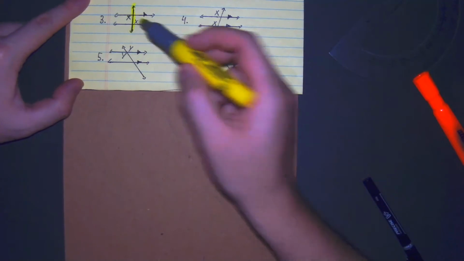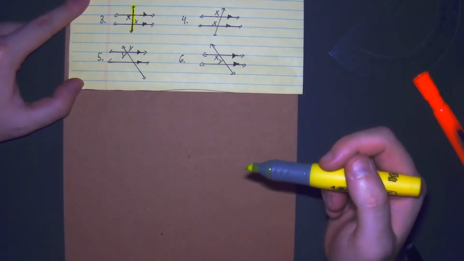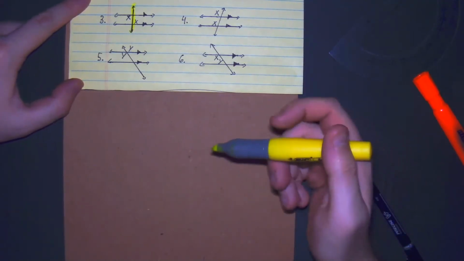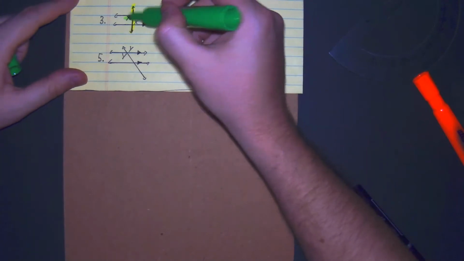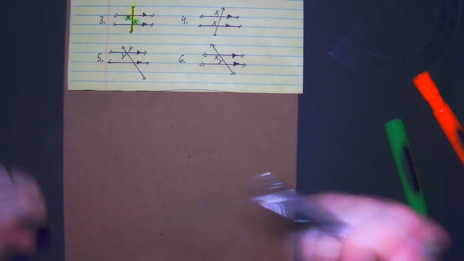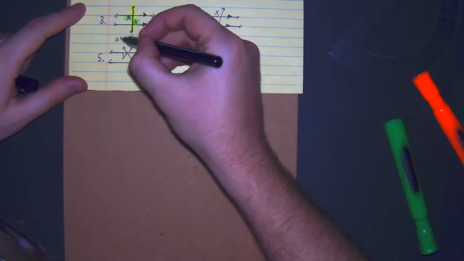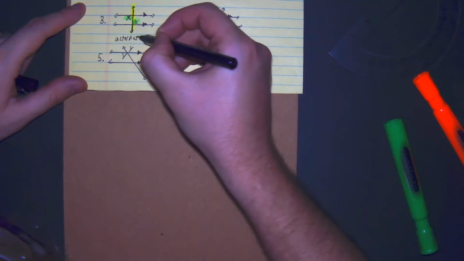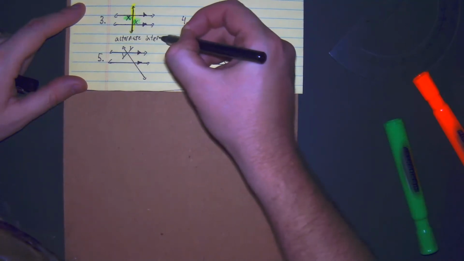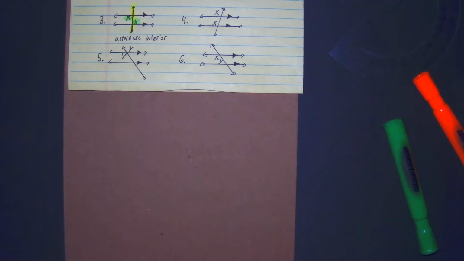The angles given are on opposite sides of the transversal, and they're inside the parallel lines. Therefore, they're equal to each other in a similar position. So, it looks like we have alternate interior. That's alternate interior angles. Let's look at number 4.